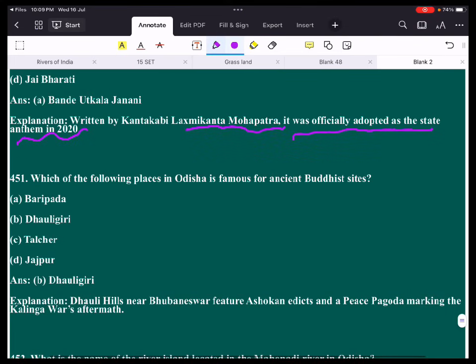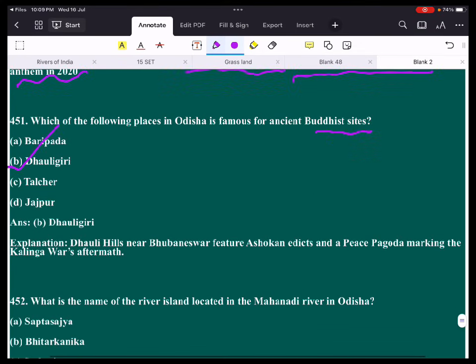Which of the following places in Odisha is famous for an ancient Buddhist site? That is option B, Dhauligiri. Dhauligiri near Bhubaneswar features an Ashokan edict and a peace pagoda marking the Kalinga War's aftermath.